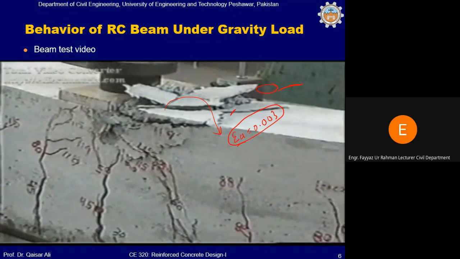Practically it will be different from this value, it will be somewhat closer to this value, but ACI code recommends that you can assume that the crushing strain of concrete is 0.003. So in other words, you can also say that the beam is considered as failed when the compressive strain in the extreme compression fiber reaches the value of 0.003. बात समझ में आ रही है?